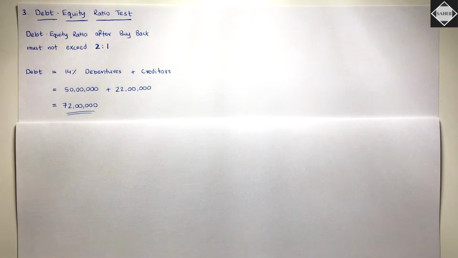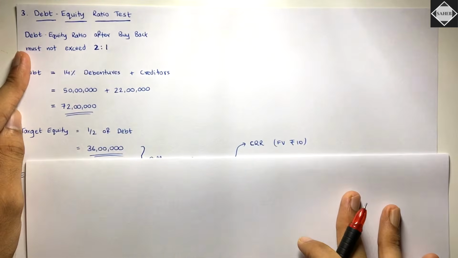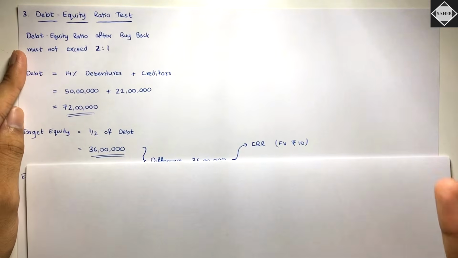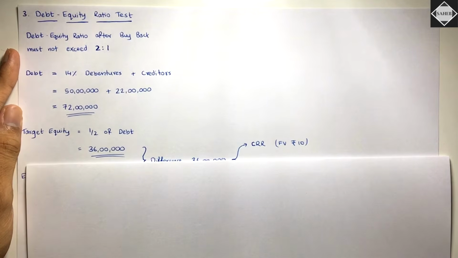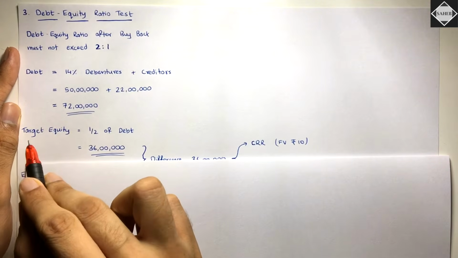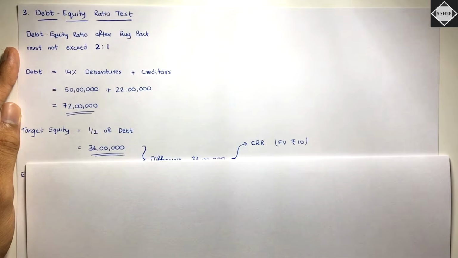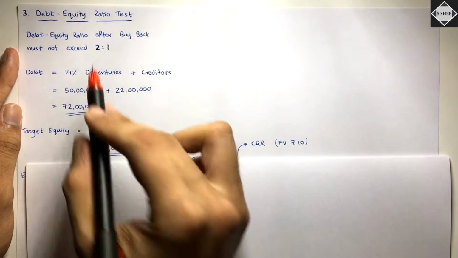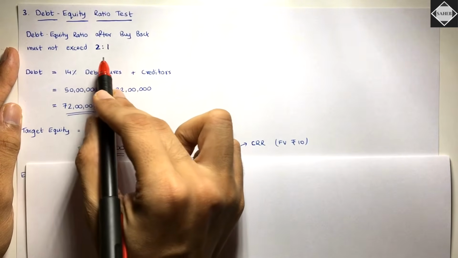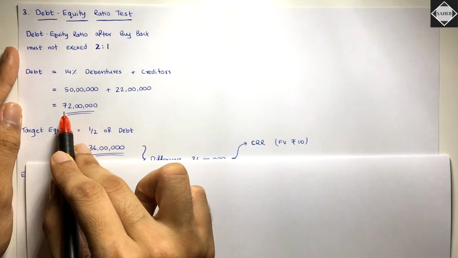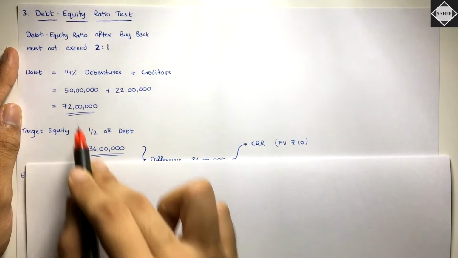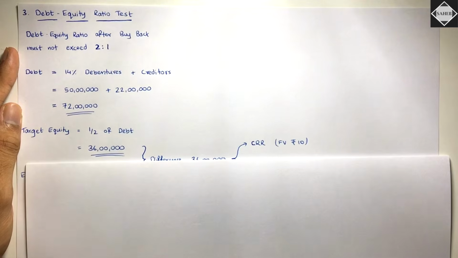That's your debt. And then what you have to do, you have to calculate the target equity. Now you already know what is target equity. What is target equity? The equity that you must maintain after the buyback. And what's that? 2:1 ratio you need to maintain now. So if your debt is 72, then you need to maintain half of that, half of debt, isn't it?